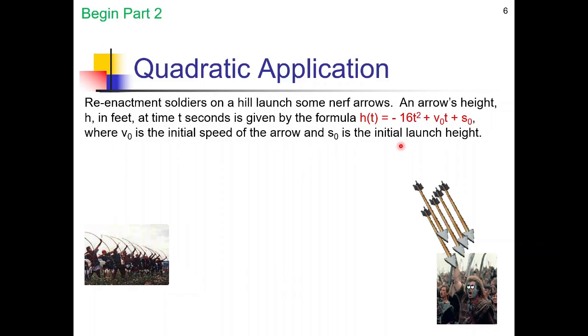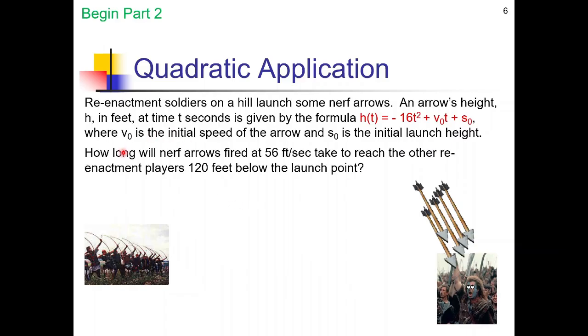With this framework in mind, we want to know how long these Nerf arrows, if they're fired at 56 feet per second, will take to reach the other reenactment players 120 feet below the launch point. So these are fired up in the air and they come back down in a nice little parabola. Using this formula, first off, pause the video and see if you can figure out where to plug things in. Alright, let's see what we came up with.